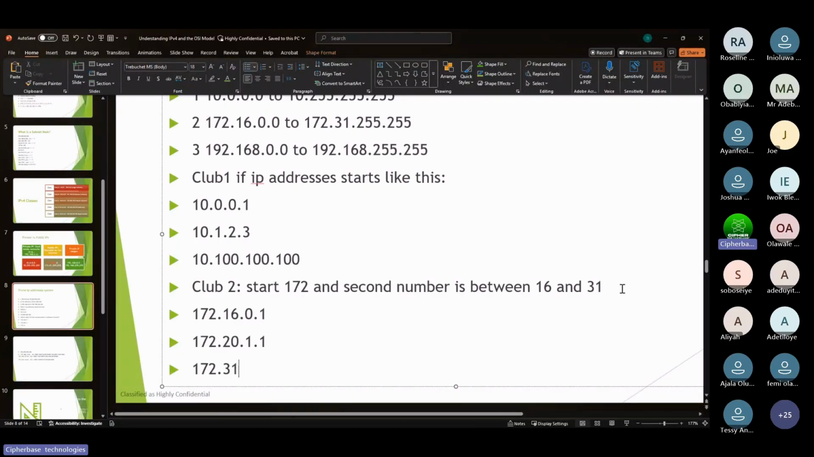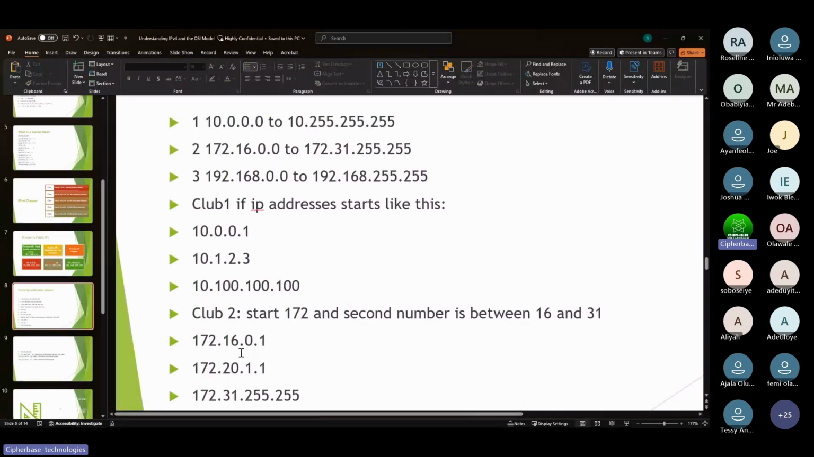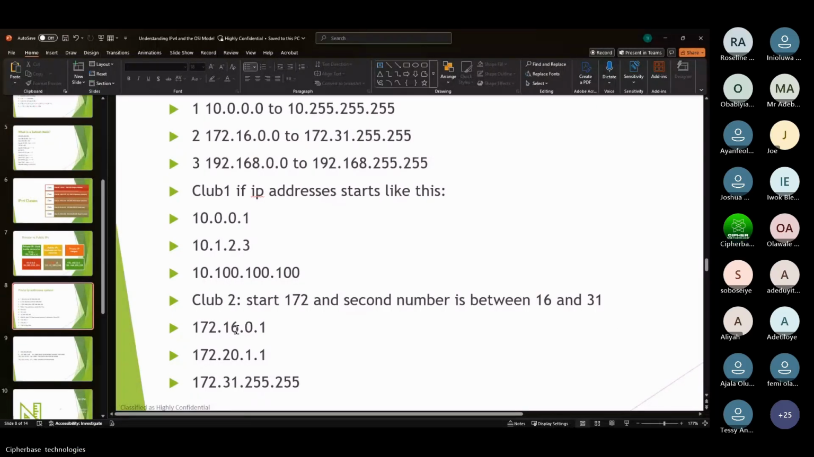Anywhere you see 172, just have that one in mind. Anywhere you see 10, anywhere you see 172, and the second number is between 16 and 31. So now let's check 172. This one met the criteria. Then 16, of course, is between 16 and 31. The second number is the only thing you need to be mindful of.